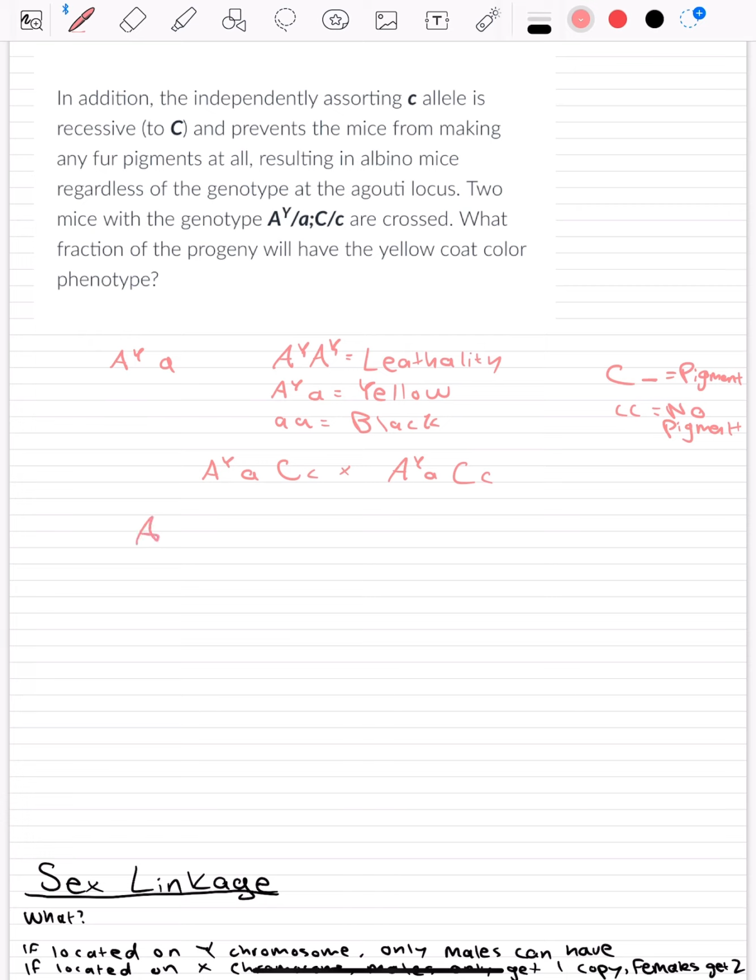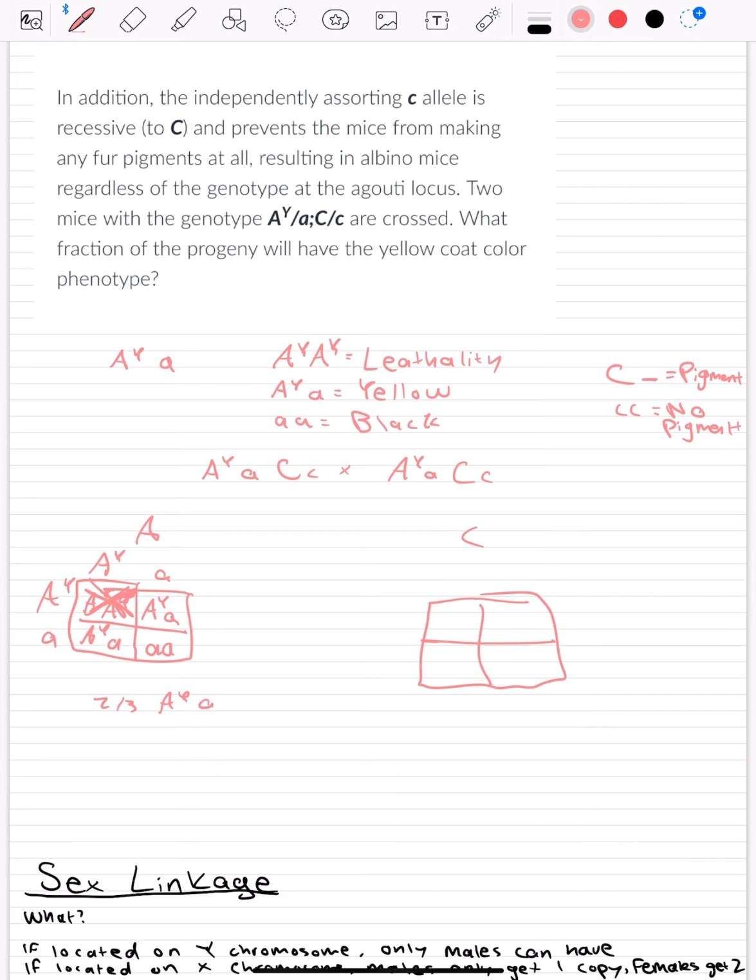Alright, so let's make a Punnett square for both of the alleles. Here we have the A allele, here we have the C gene. We have AY, little a, AY, little a. Alright, remember, AY causes lethality. We don't include that in the final ratio. So we have 2 out of 3 being AY, little a, and 1 out of 3 being little a.